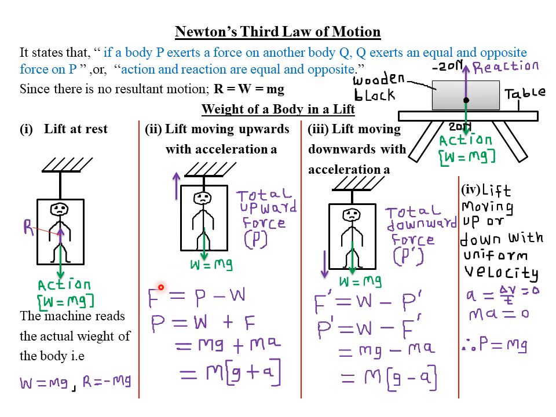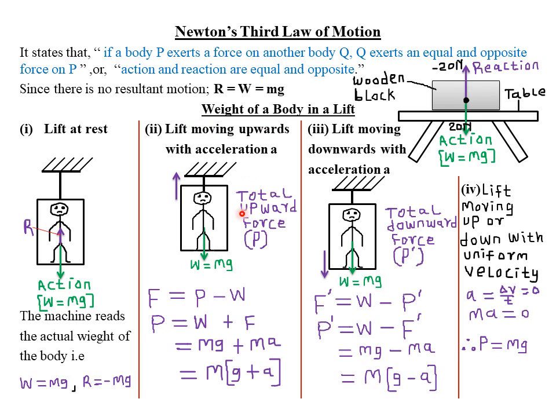So if you want to find the resultant upward force acting, because here we are talking of a lift moving upwards with an acceleration A, it means that the total upward force must be greater than the weight of that particular object in that lift, in this case the weight of this person. The most important point to note is that the total upward force must be greater than the weight of the person in order for the lift to move upward. Otherwise, if the weight of the person is greater than the force at which the lift is moving upward, then we expect that lift to move downward.